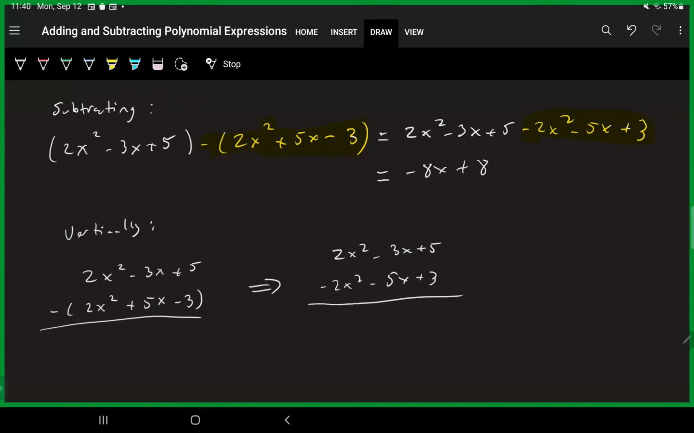And after I distribute, this really just turns into addition, which isn't a surprise. Subtraction is the addition of a negative. And I'm still going to get negative 8x plus 8 if I am careful with my signs and arithmetic. And that is adding and subtracting polynomials in a nutshell.